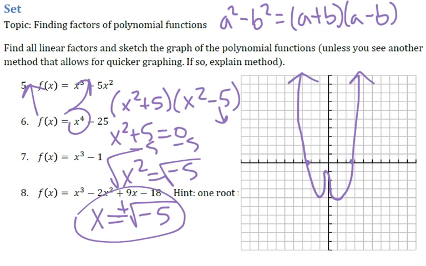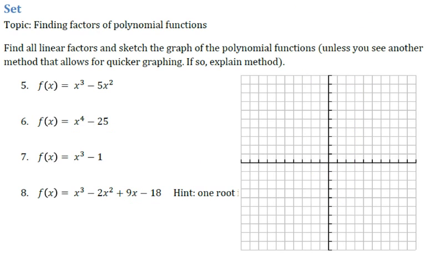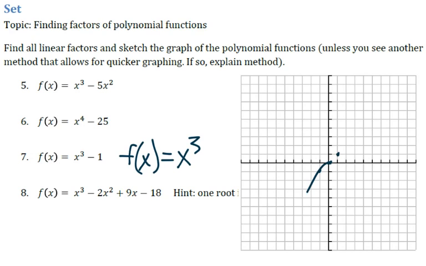Alright. Let's take a look at number 7 now. Now number 7, you could factor it. But there's an easier way to do this one, right? Because we know what the parent graph is. It's x cubed. The parent graph is going to have a root at 0, 0, and then negative 1, negative 1, 1, 1, and it'll look something like this. Well, if you recall back when we were first dealing with functions, we had this.